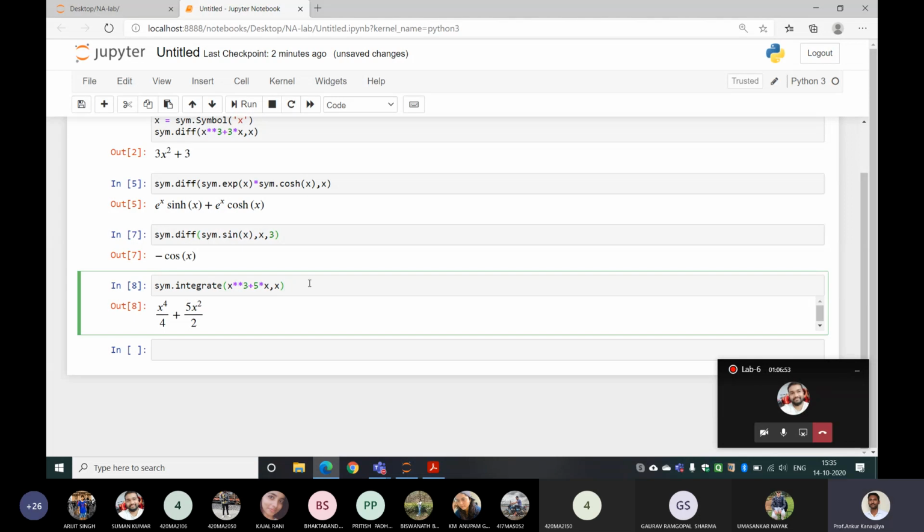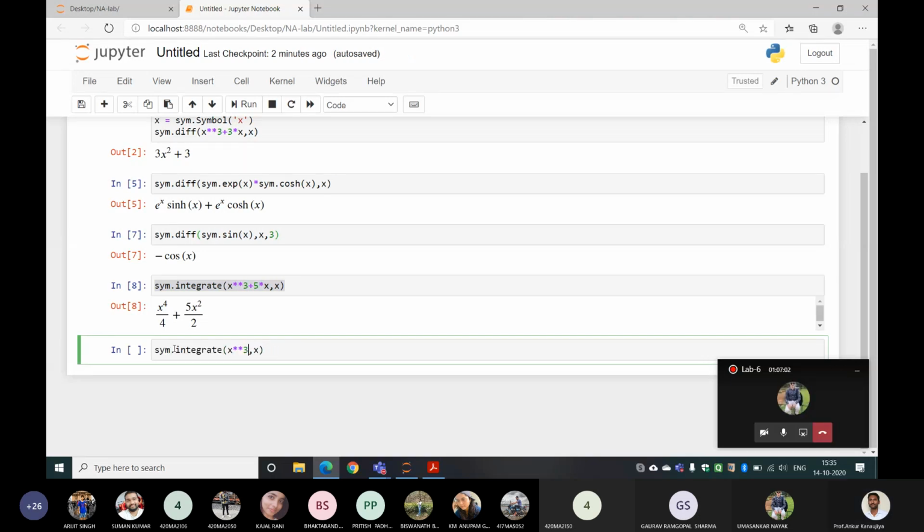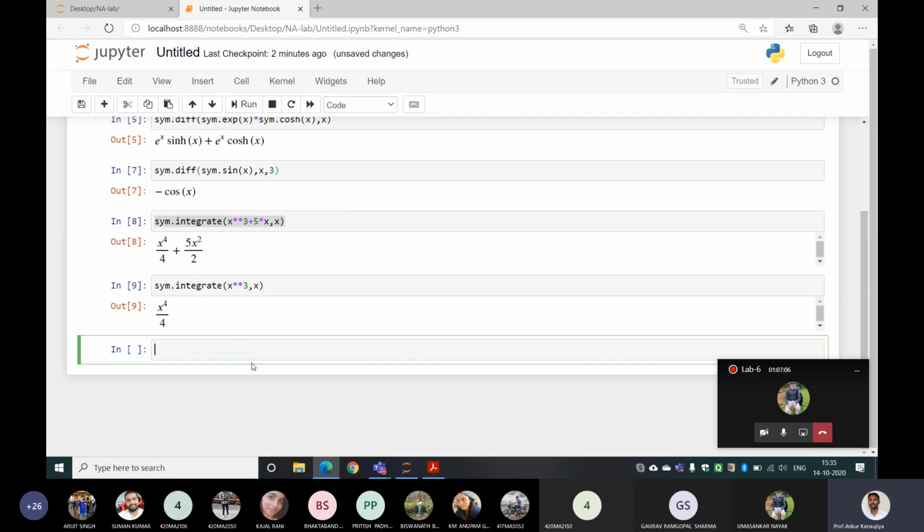So I will again write one integration. That is the integration of x cube with respect to x. Very simple integration I am writing. It is x to the power 4 by 4. Can you tell me what is the value of integration from limit 0 to 1? This x cube integration from 0 to 1 limit. What will be the answer? 1 by 4.